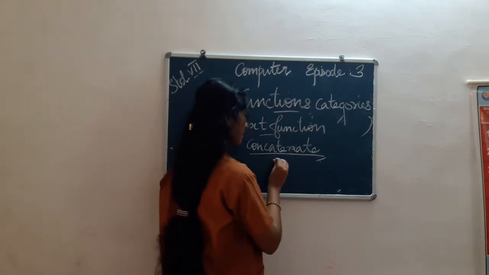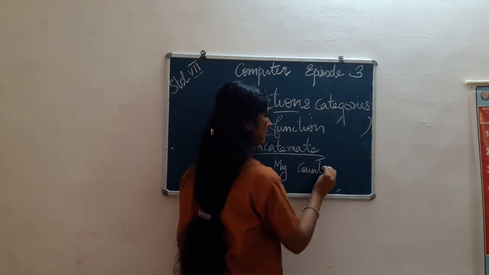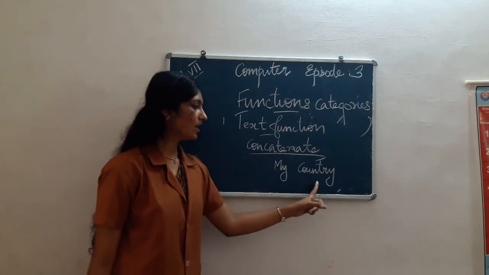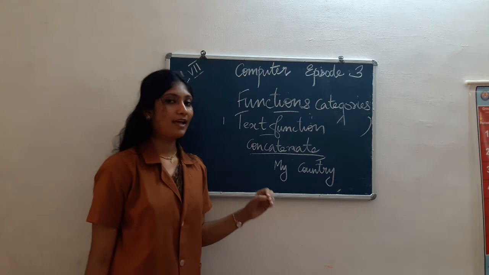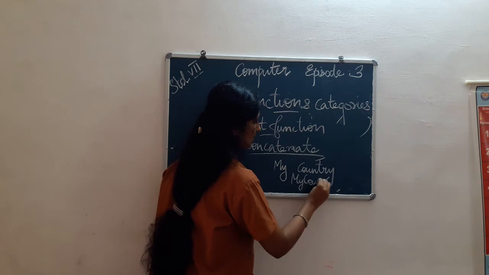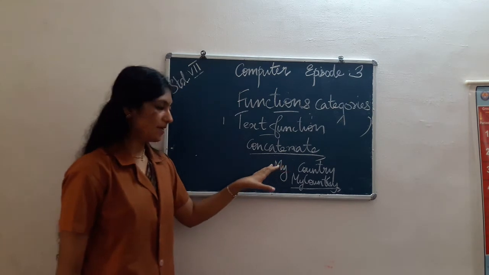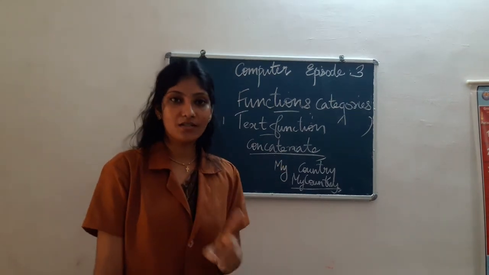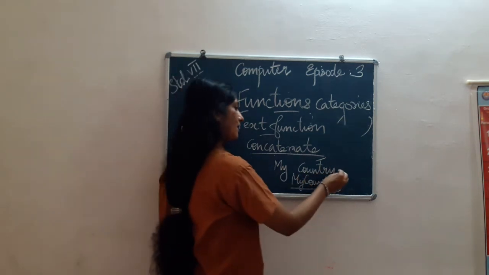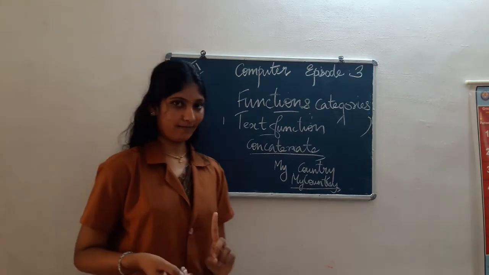Another example. First word is my and second word is country. So how to join these words? Using our function concatenate, and the result is mycountry. So finally we get a single word, right? That means multiple words can be converted to a single word. In other words, we can join multiple strings into a single string, right?